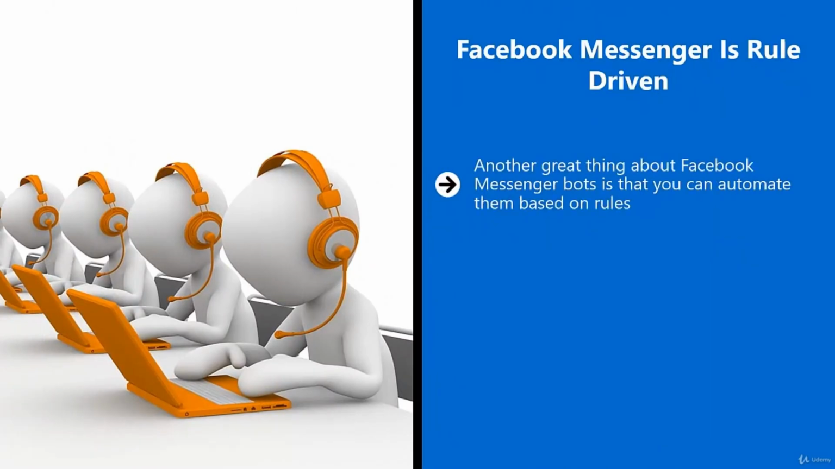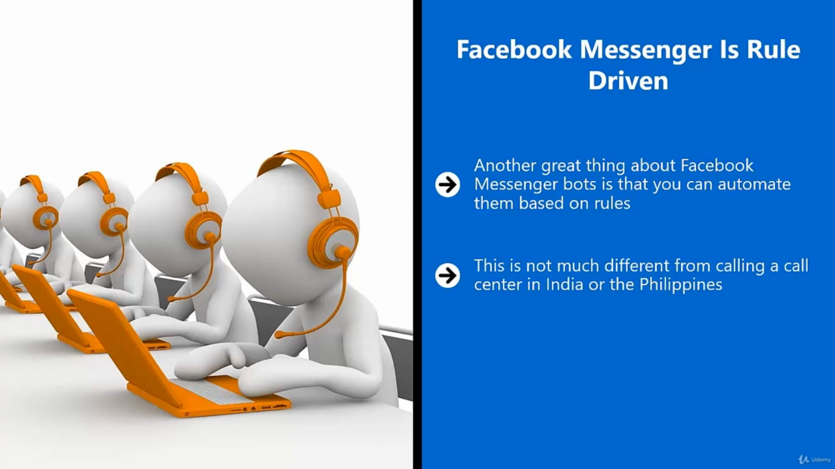Another great thing about Facebook Messenger bots is that you can automate them based on rules. So, depending on how the customer responds to the information you send them, which in and of itself is a response to their initial inquiry, you can create a decision tree that sends different messages depending on the prompt.